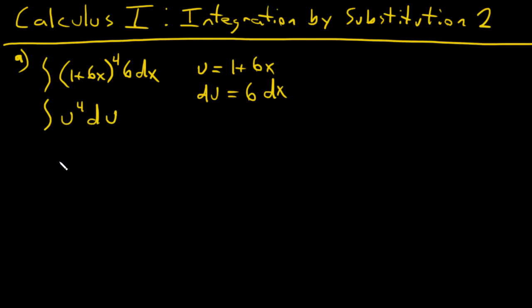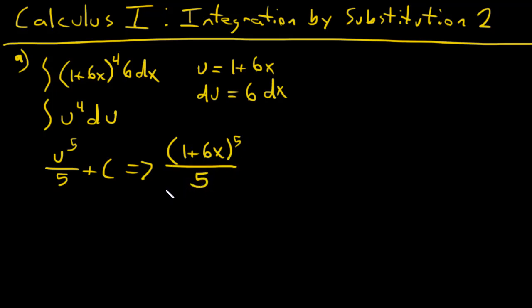So now we can do the integral. I'm going to add 1 to this, so it's going to be u to the fifth over 5 plus c, which, when I substitute back in this 1 plus 6x for this u, is going to be (1 plus 6x) to the fifth over 5. And there you go. That is number 9. Hopefully that one didn't go too badly.